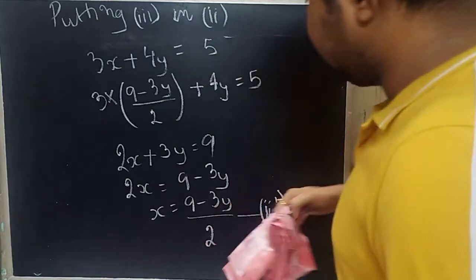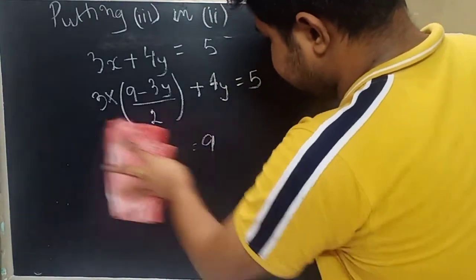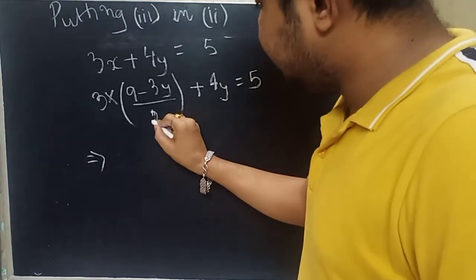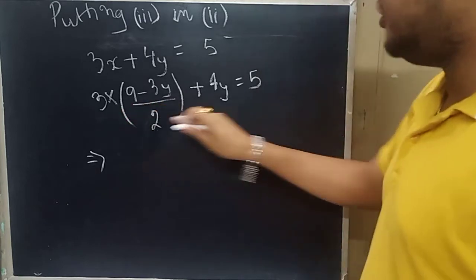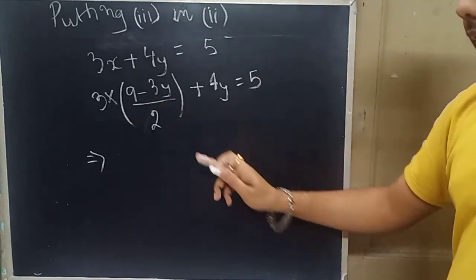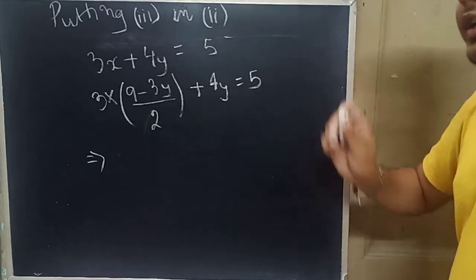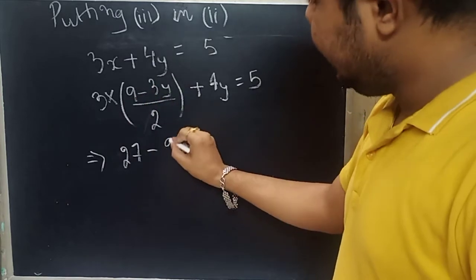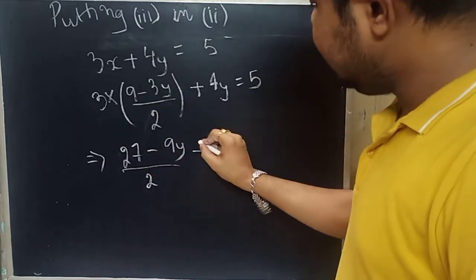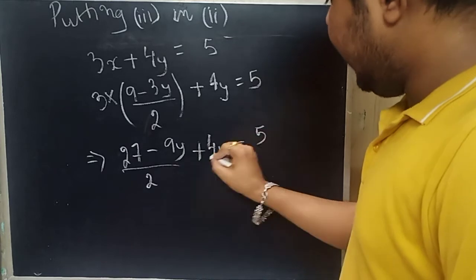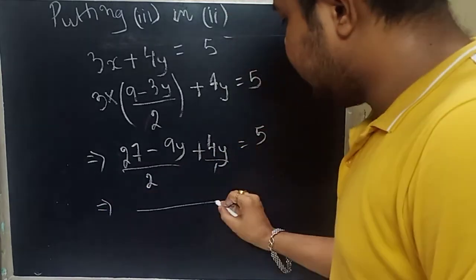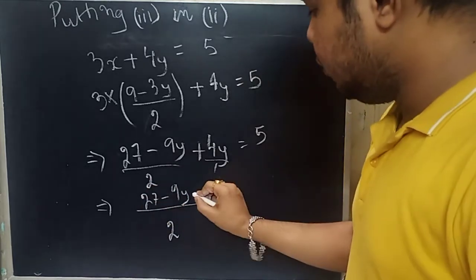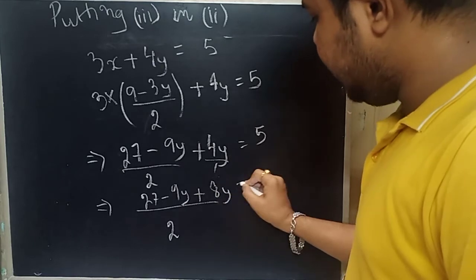So now I am going to solve this equation. This has become a linear equation, yes or no? It is a linear equation because I have only one variable here, which is y. The entire expression will be solved in terms of y. So 3 9s are 27 minus 3 3s are 9y by 2 plus 4y equals 5. I am going to take the LCM. The LCM of 2 and 1 is 2. So 27 minus 9y, and 2 goes into 2 one time, so 2 4s are 8y, equals 5.